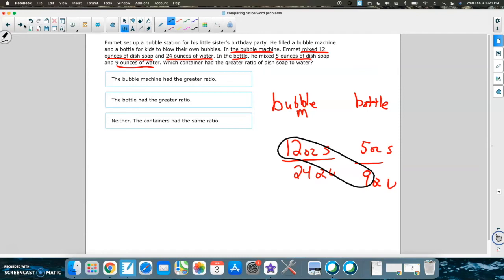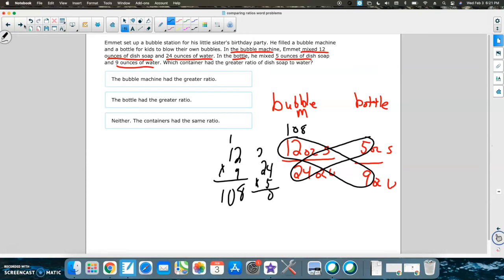12 times 9. It's 18. 108. 5 times 24. That's 120. Okay? So the bottle is bigger, isn't it? It's greater. So the bottle has the greater ratio. That's how we figured it out. All right.